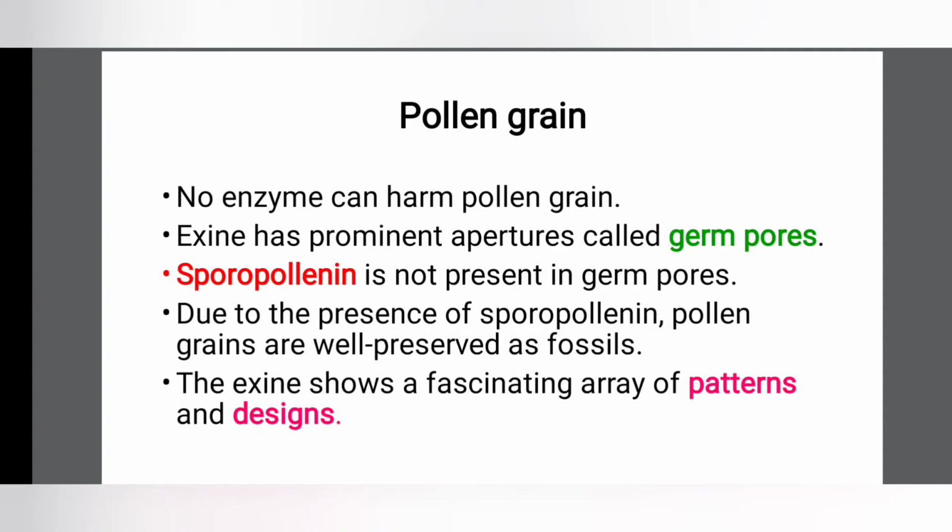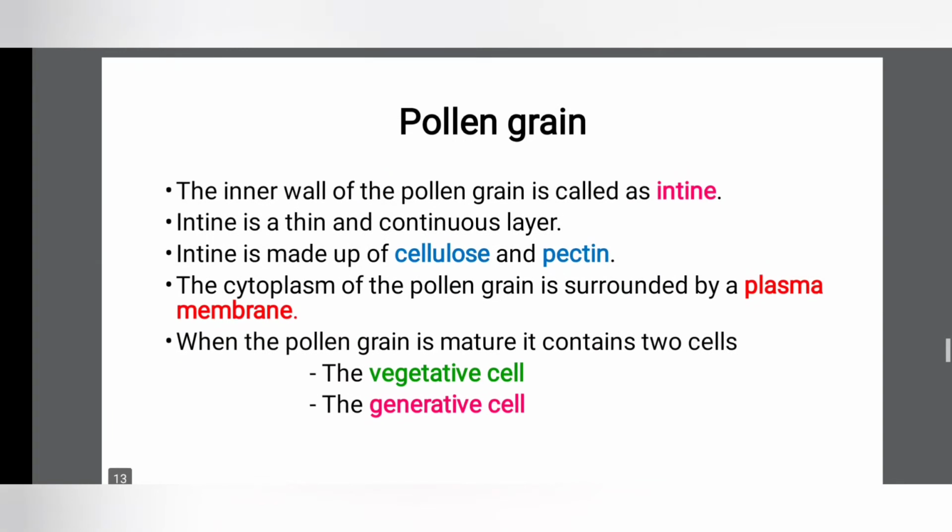Now, if we look closely at the structure of the pollen grain by means of a powerful microscope, the exine shows a fascinating array of patterns and designs. So, a fascinating array of patterns and designs is found in the outer layer called exine. Then comes the inner wall. The inner wall of the pollen grain is called intine. Intine is a thin and continuous layer. Unlike exine, which is very thick and hard, it is thin, and also it is a continuous layer.